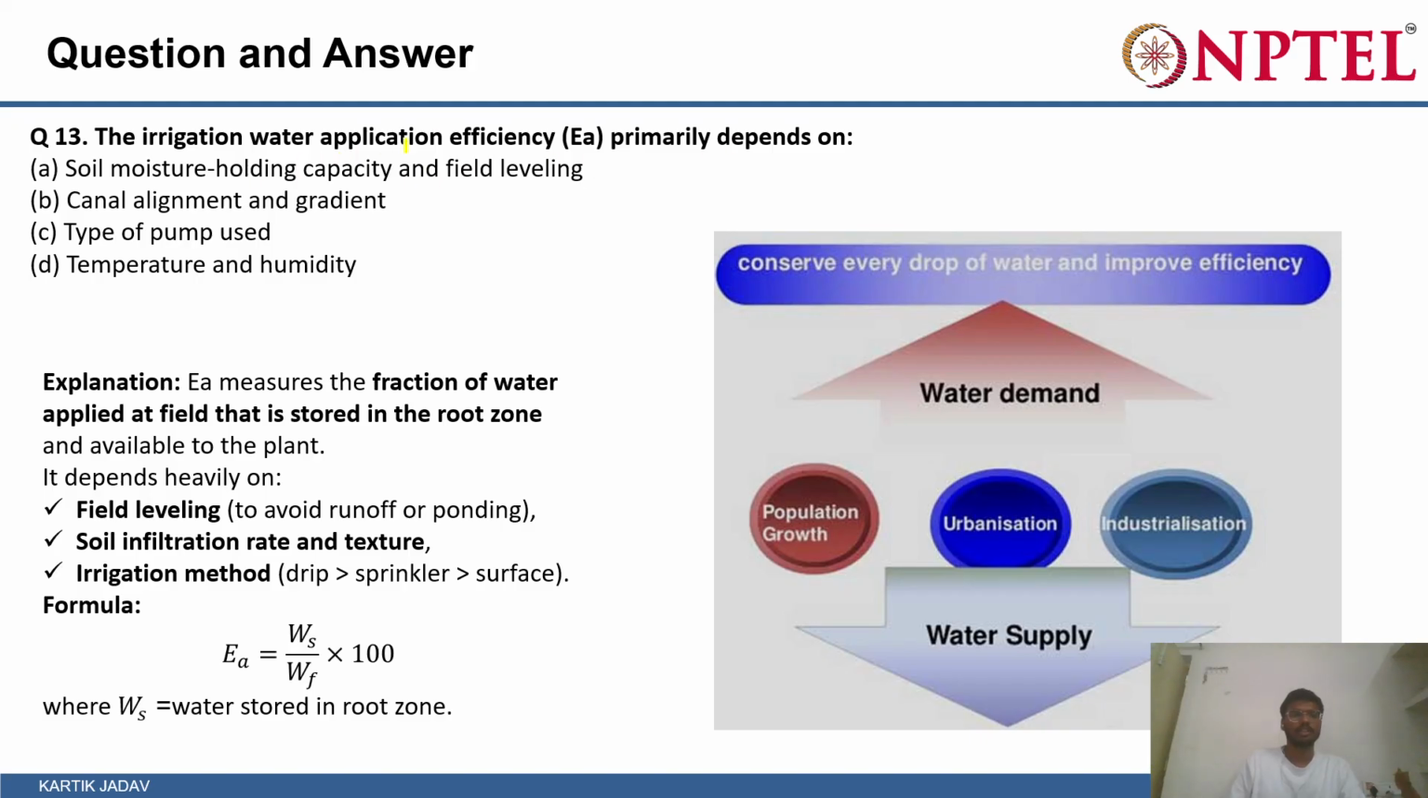Question number 13, the irrigation water application efficiency primarily depends on. So water application efficiency primarily depends on the soil moisture holding capacity and field leveling. So option A is the best match, because you know that application efficiency is the ratio between whatever water is stored in the root zone divided by the water that is required to bring it up to the field capacity. And this efficiency totally depends on field leveling, soil infiltration rate and texture, and irrigation methods.